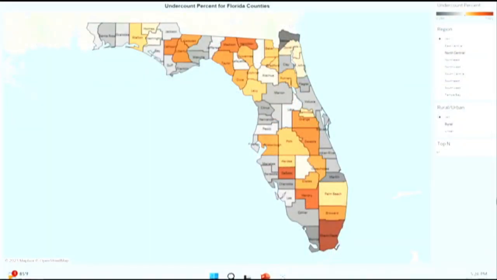In the dashboard, here a Florida map is displayed. So this shows the undercount percent for Florida. The shade of the color represents the intensity of the undercount percent. You can see that Miami-Dade has the darkest color, and it is the most undercounted county, and the Nassau County has the lowest undercount percent. Now, if you just glance through this visualization, you can see that some of the counties in North region, South region, and Central region show the highest undercount percent.